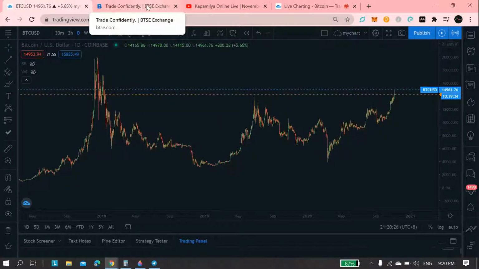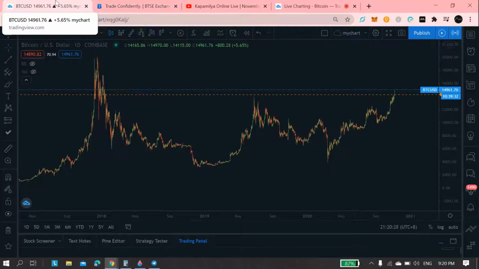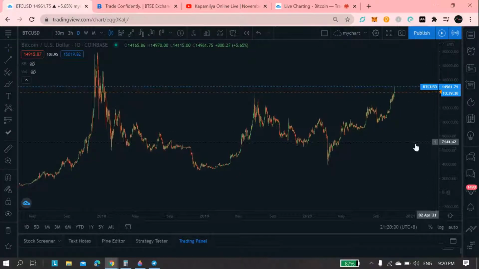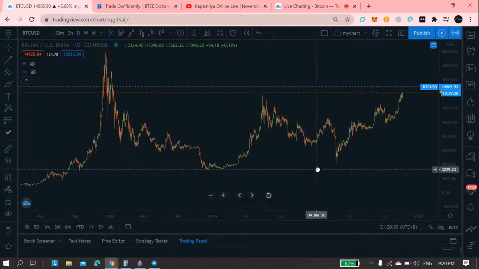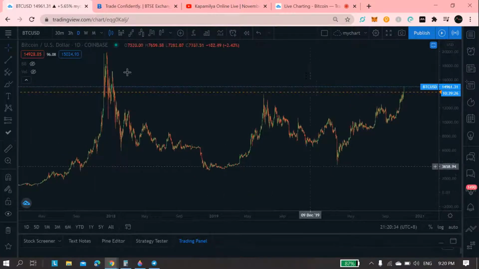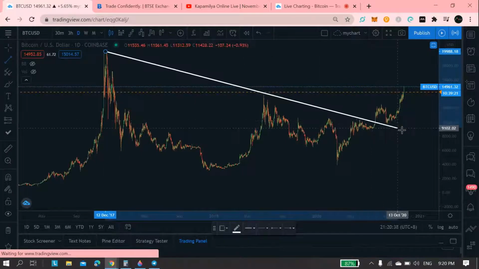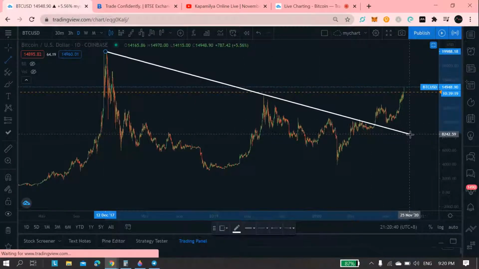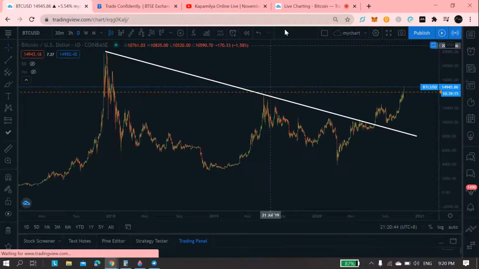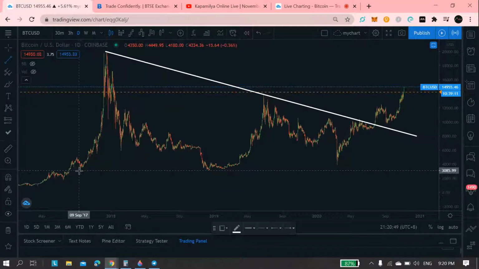Actually, I also have an existing long position, and my TP is around, yeah, it's different. I've divided my orders, and currently I'm just scalping a while ago before I go live, and my TP is actually at the 15,000 area.